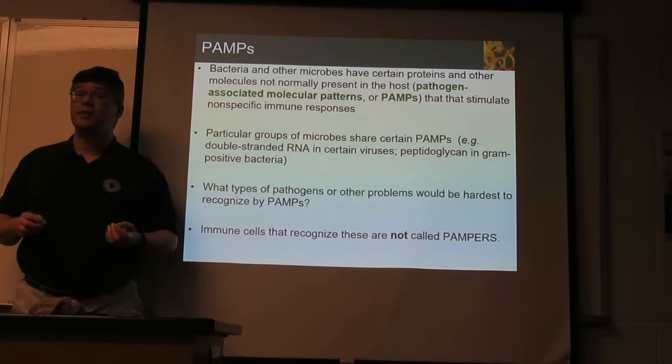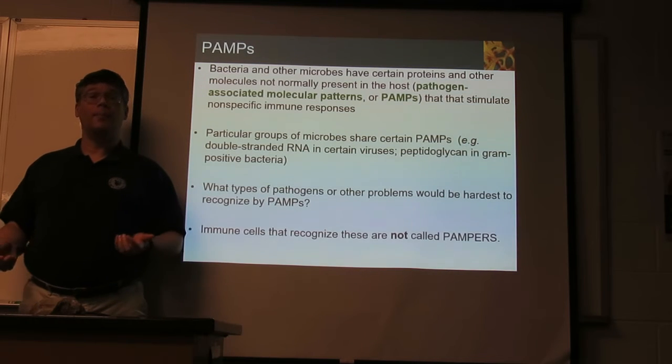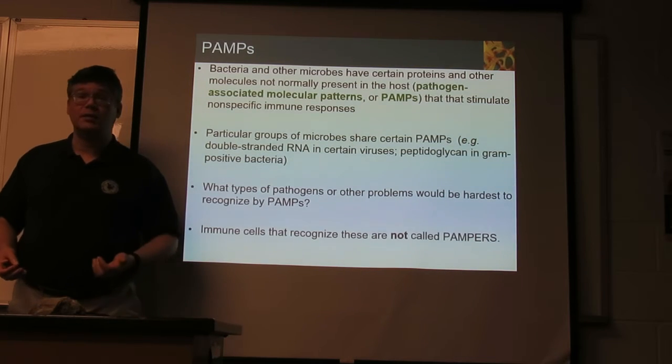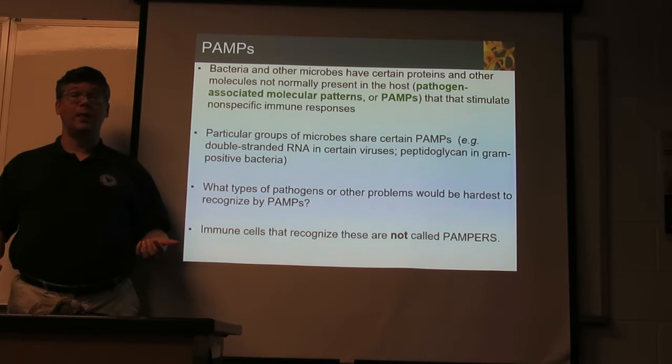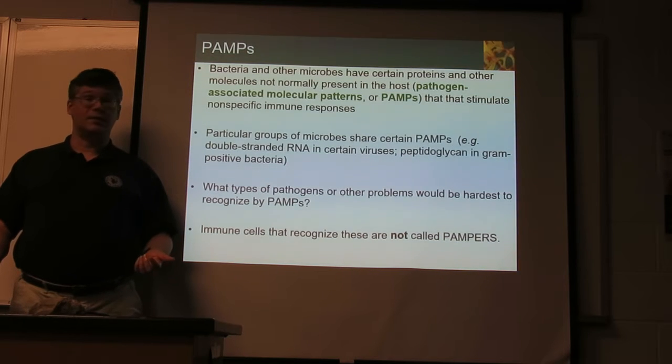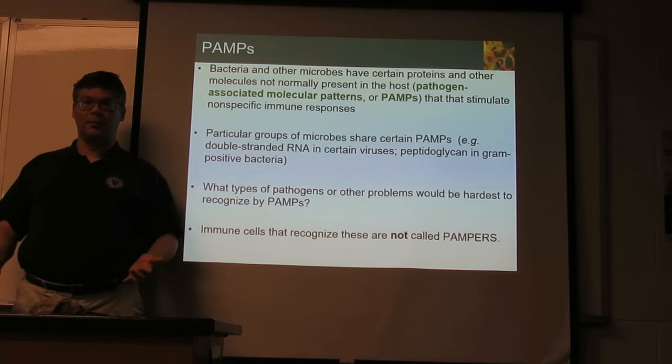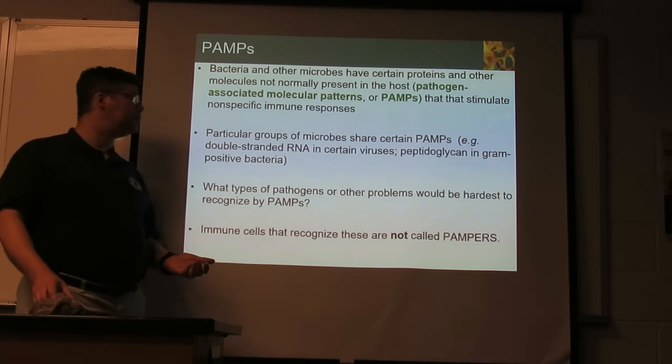Similarly, we mentioned for plants. Plants do not make chitin, but chitin's in insect skeletons. It's made by many fungi. And so if a plant detects chitin in it, it's an invader. It responds to that.